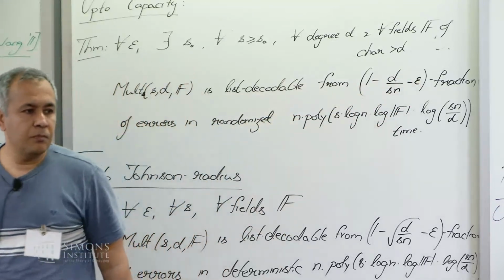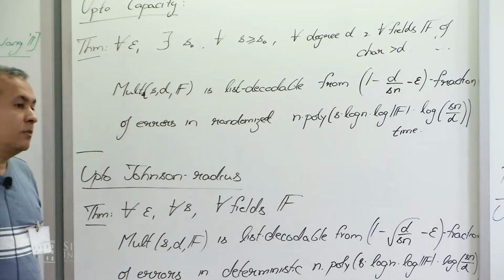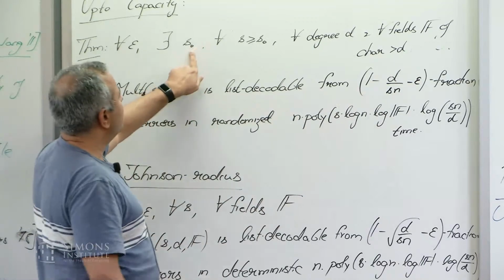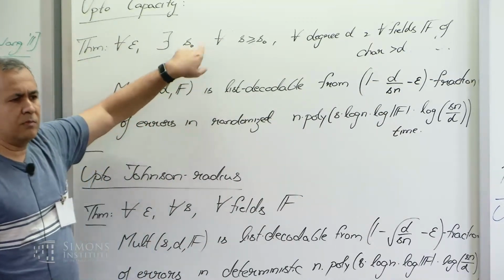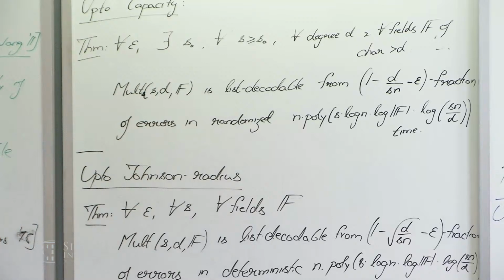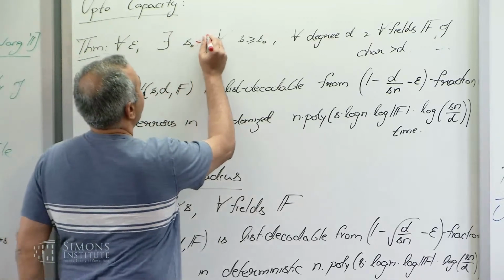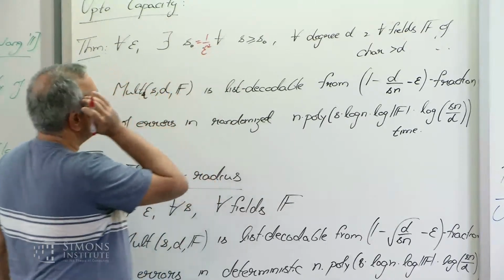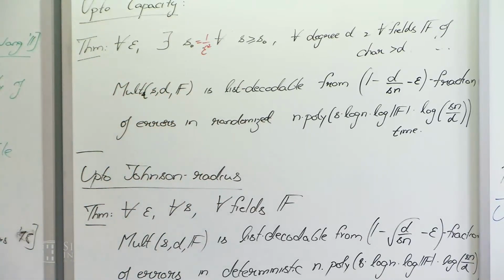And what's the dependence on epsilon? So s naught is 1 over epsilon squared. So the final alphabet is like n to the 1 over epsilon squared. The final alphabet will be d to the power, where d is like n.